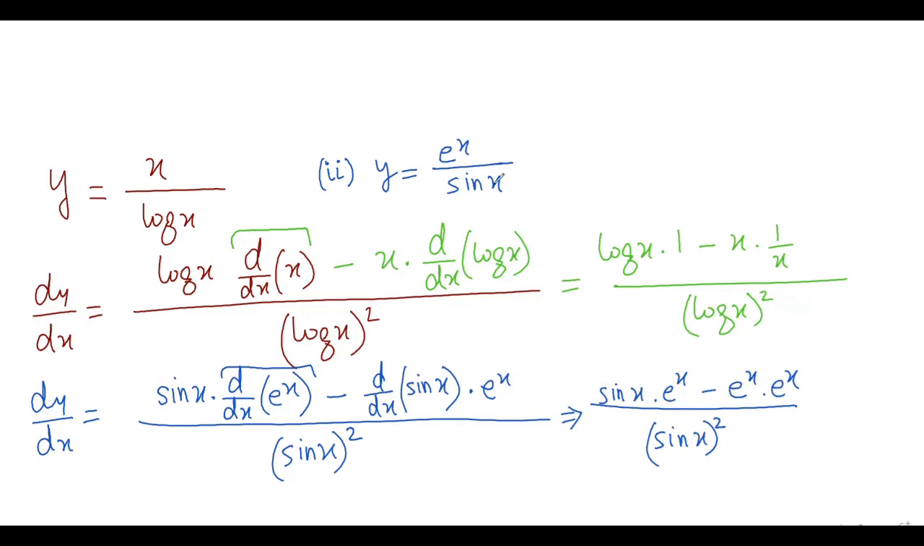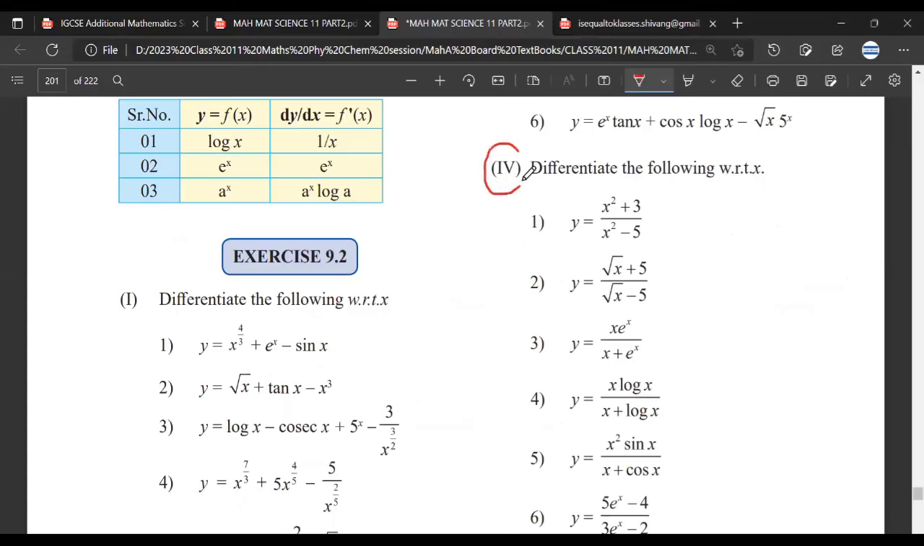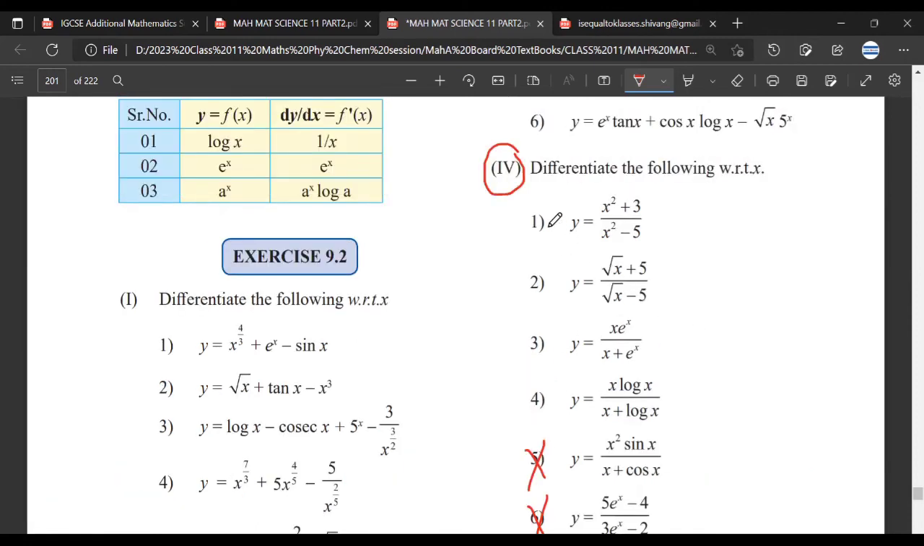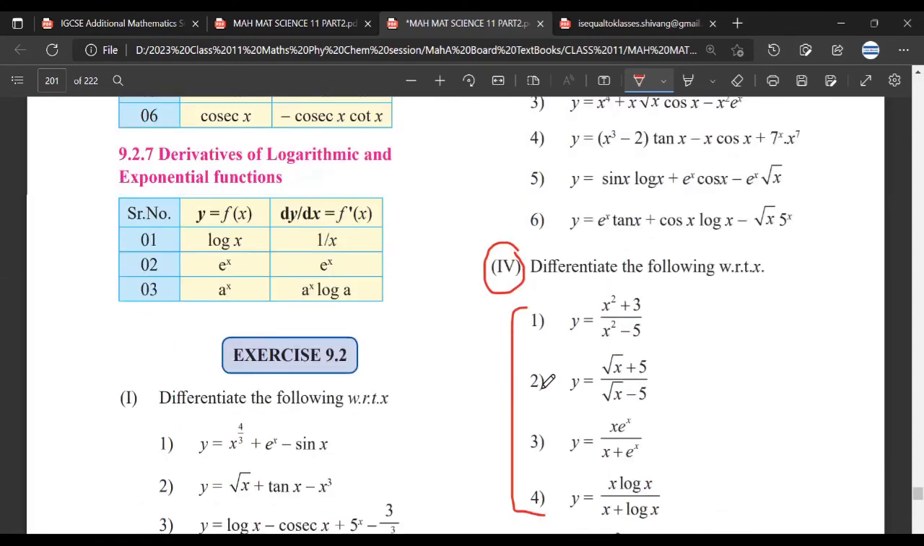So, Ms. Avantika, when we come to question 4th, this is what we will have to do. And you can skip question number 6. You can skip question number 5. This is a bit difficult. You can do rest of the questions. Avantika, any doubt? Ms. Avantika, any doubt? No.